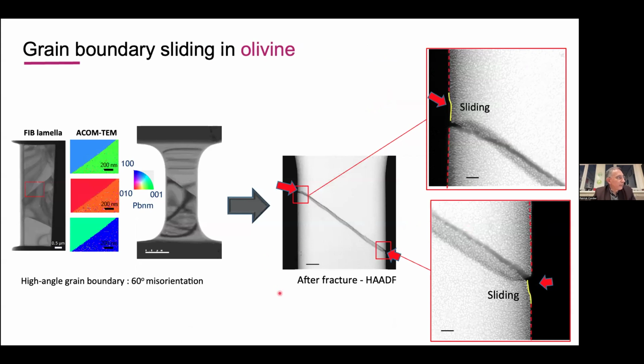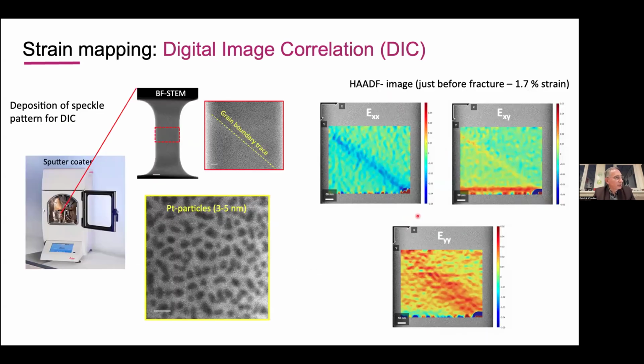We wanted to do another kind of measurement. So this is another experiment. We did several. So here it's a 60-degree misorientation. I don't describe that very much. After fracture, we see again a small offset, which indicates that there was some sliding. But in this experiment, we wanted to use another technique, which is strain mapping using digital image correlation. This is a standard technique, but which was not used at this scale of the TEM before. So for that, we deposited a speckle of very fine, very tiny platinum particles, 3 to 5 nanometers.